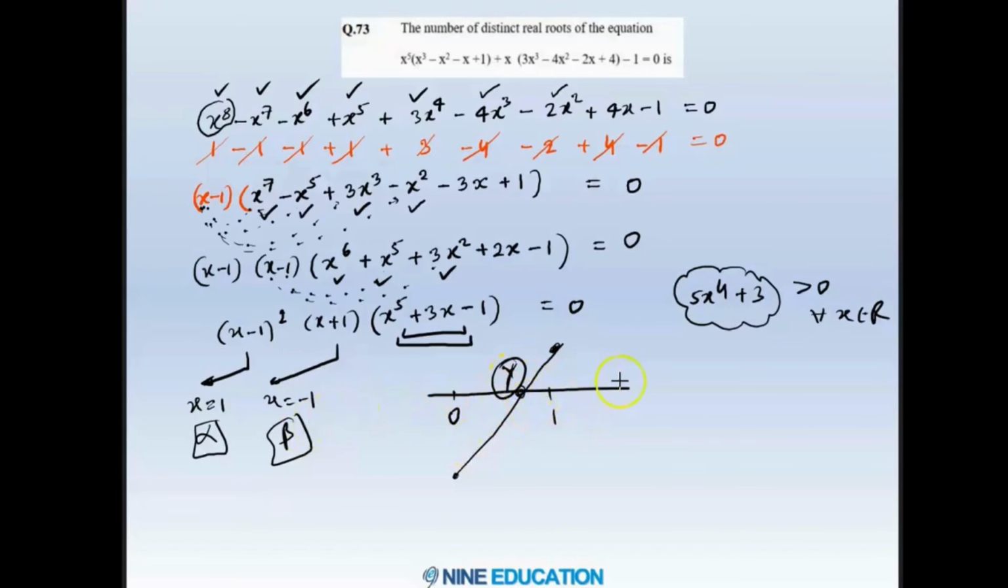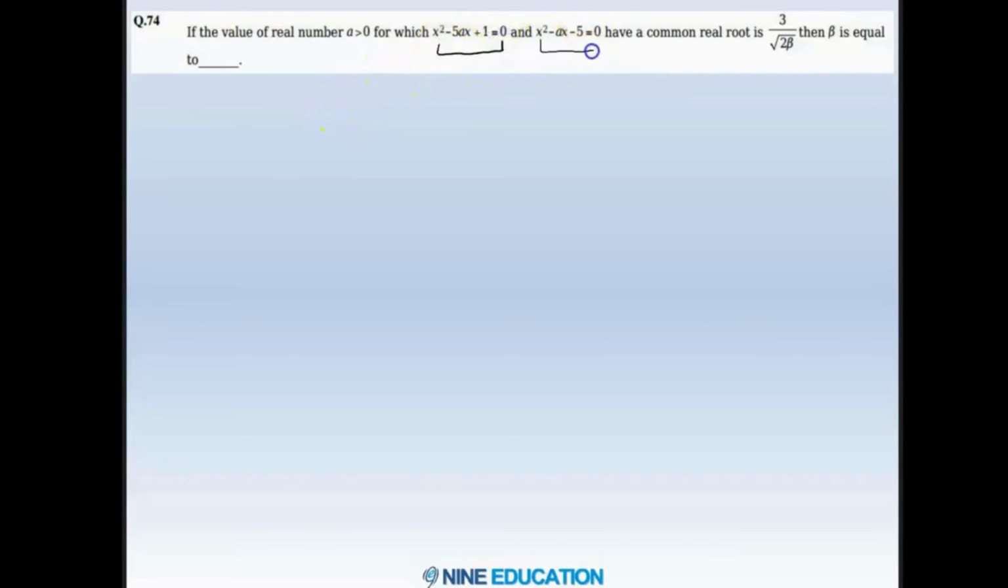Question number 74 is, if the value of real number a, which is positive, for which the quadratic is given to be 0, and another quadratic is also there and having a common real root is 3 by root over 2 beta, then beta is equal to. So we have the quadratic equations as x square minus 5ax plus 1 is equal to 0, and then x square minus ax minus 5 is equal to 0.